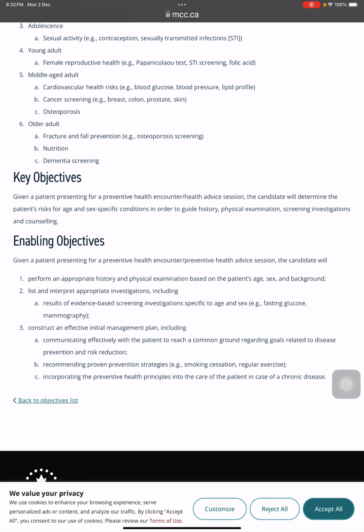Let's see evidence-based screening investigations specific to age and sex. So let's say fasting glucose, mammogram. Let me just tell you how we can get a question in QE1 regarding a periodic health visit. A 40-year-old male coming in for a blood pressure checkup. His blood pressure is normal. He exercises every day, and he smokes 2 cigarettes every day. He's overall doing well. What else are you going to talk to that patient about?